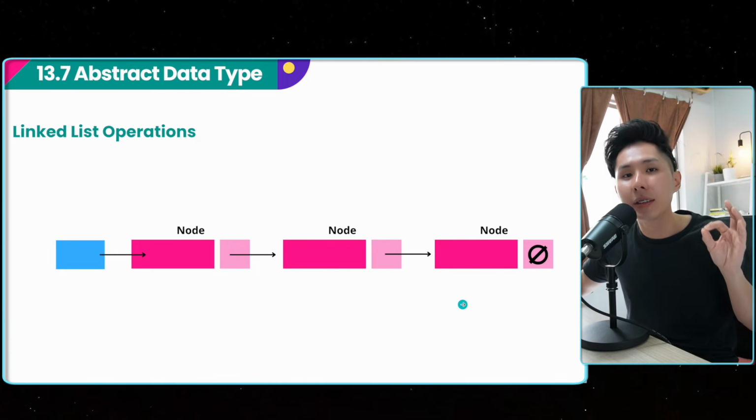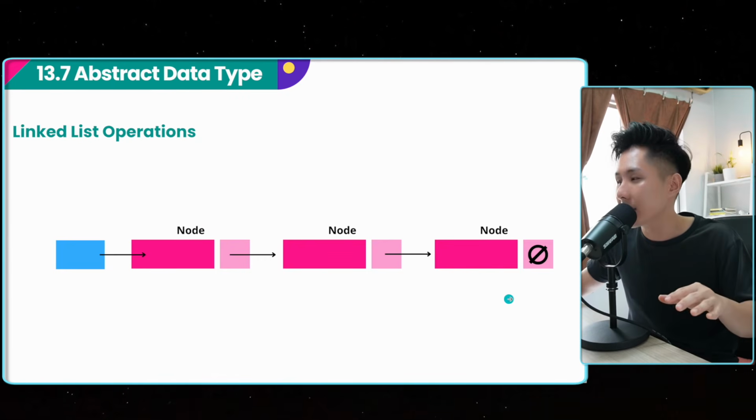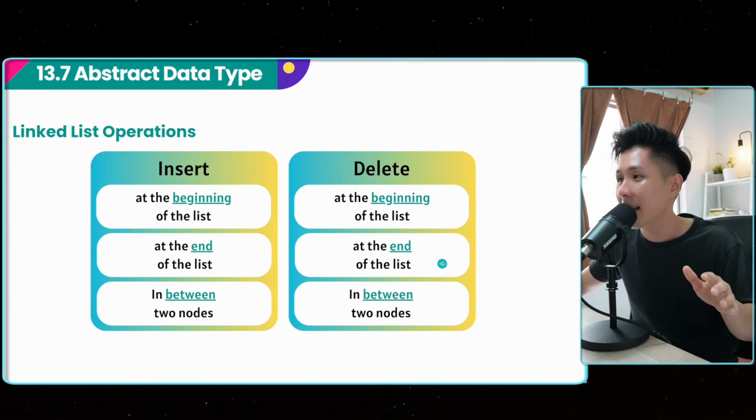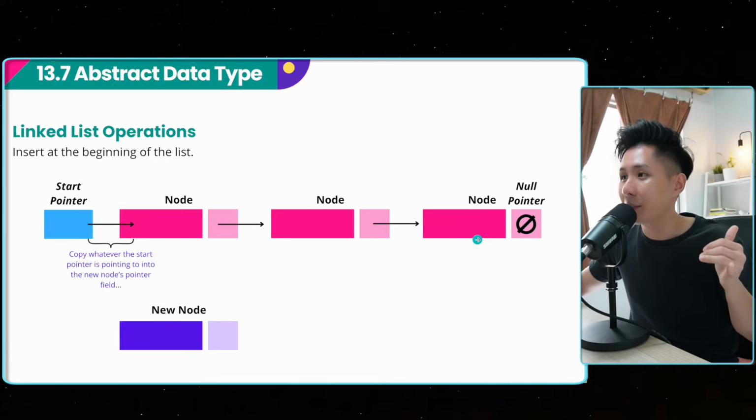So let's look into some of the operations you can do on linked lists, and hopefully by the end of this introduction, you will see how powerful a linked list can be. We'll only do these 6 operations. Let's insert at the beginning of the list.